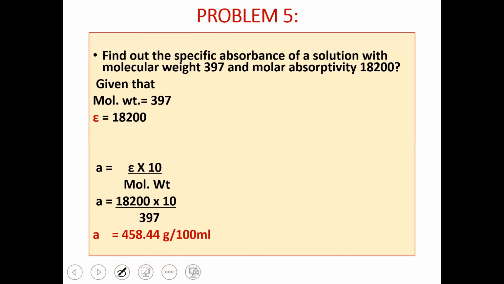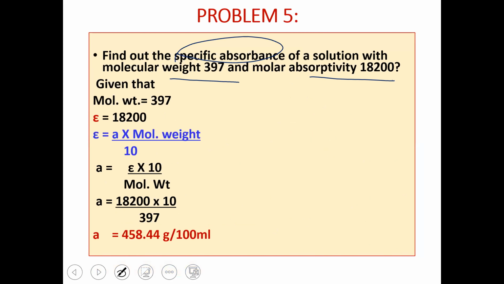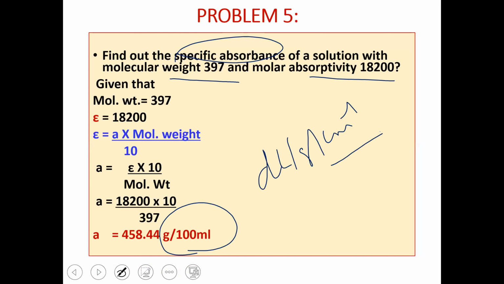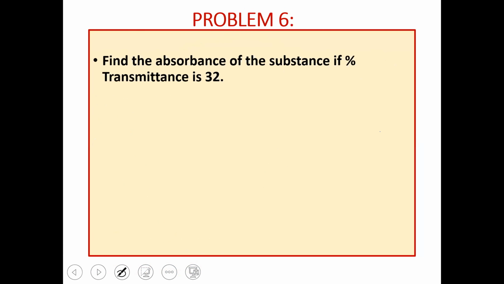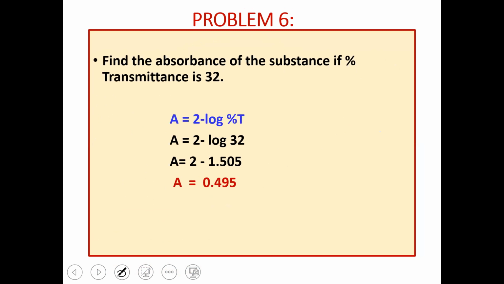Next, you have to find out the specific absorbance. Molecular weight is given, epsilon is given. This is a simple formula which we already discussed. You can incorporate it, and you should keep the unit as gram per 100 ml, or deciliters per gram per centimeter inverse. Any unit you can incorporate. This is the question I was talking about in the previous cases. Here the percentage transmittance is given as 32, and you are asked to find out the absorbance. In this case, you have to use 2 minus log percentage T.